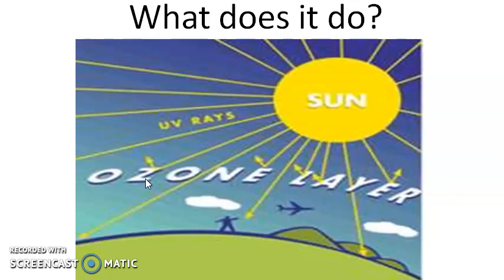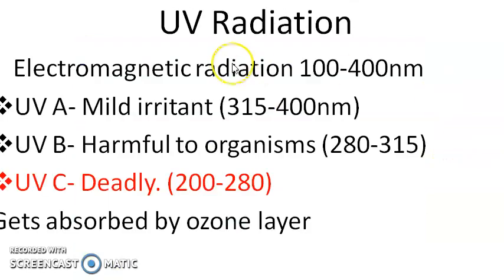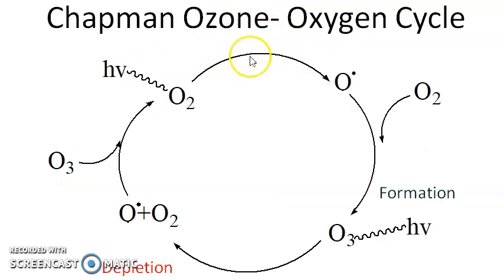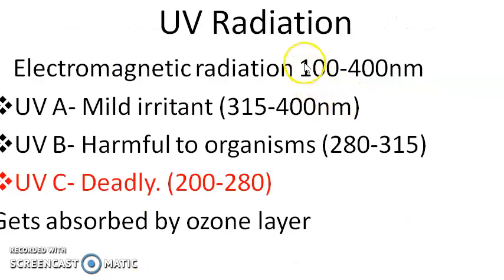Now what is the problem if UV radiation reaches us? Or what is the problem if UV radiation reaches the Earth's surface? Now UV radiation can be classified into 3 types depending upon the wavelength. Ultraviolet radiation is an electromagnetic radiation, and its wavelength ranges from 100 to 400 nanometer.